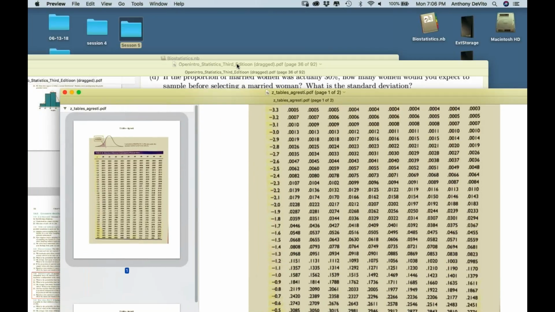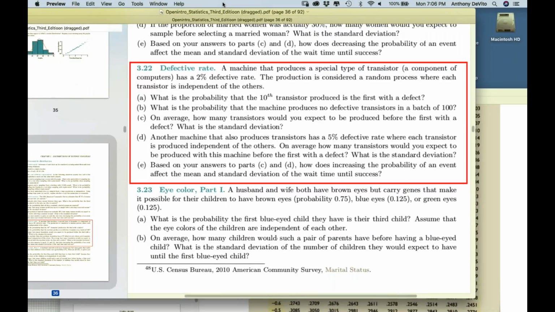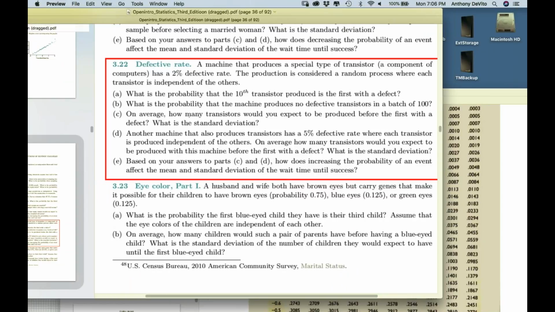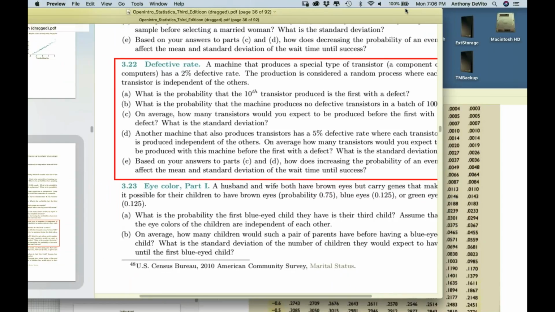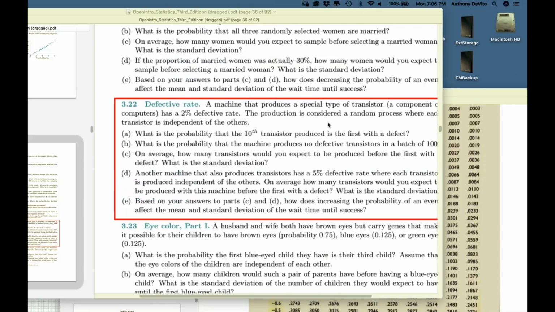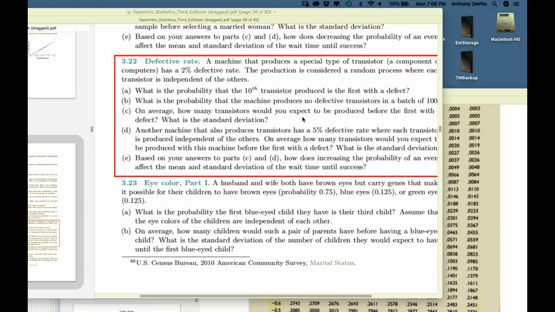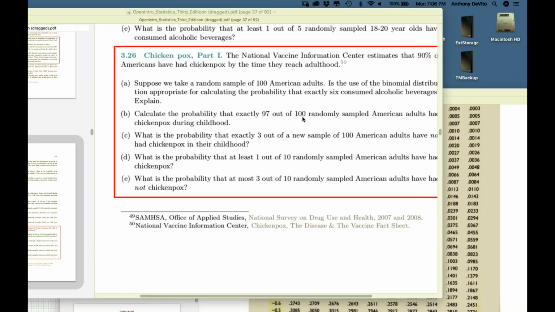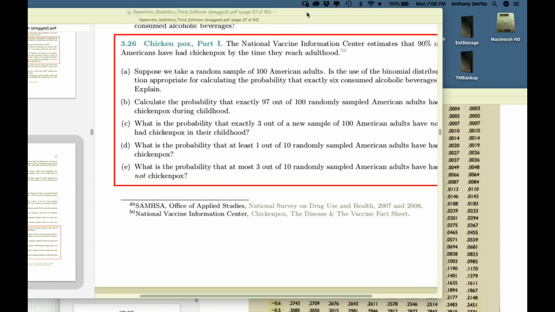Okay, let's go back to our problem set. I'm going to move on now to the binomial distribution and some probability issues. A machine, I'm going to come back to this one. This one's a little bit more complicated than some of the others, I think. Okay, let's start with this one.